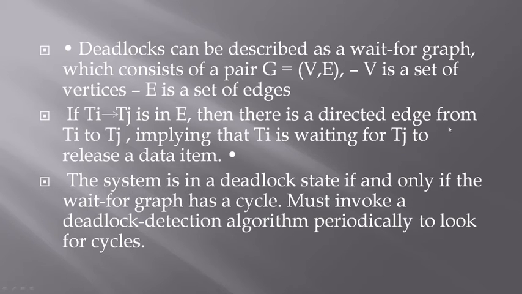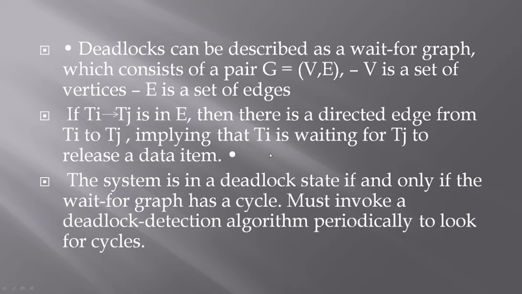Then there is a directed graph from Ti to Tj, implying that Ti is waiting for Tj. That is, Ti is waiting for Tj's resources to release that data item. The system is in the deadlock state if and only if the wait-for graph has a cycle.